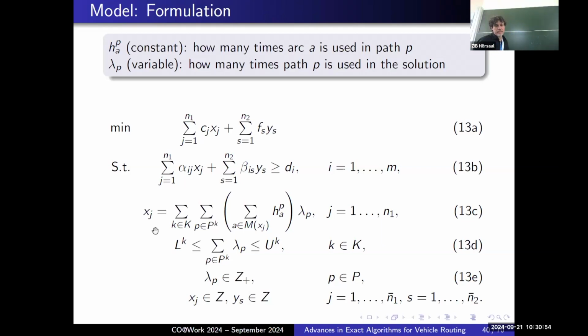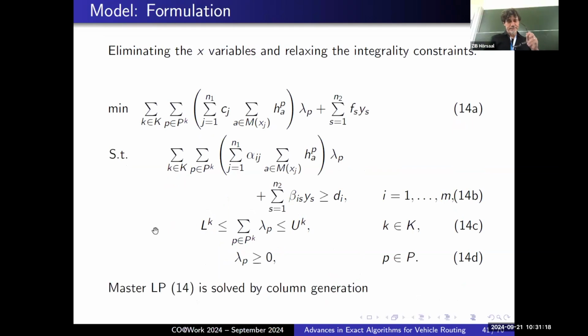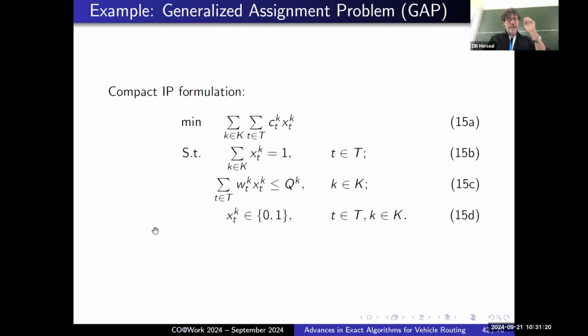And how do we solve this? Actually, we substitute. We have an expression here for every variable, so we substitute here. The y variables remain, okay? And the x variables were eliminated. So we have an exponential number of lambda variables, and this should be solved by column generation. Okay?